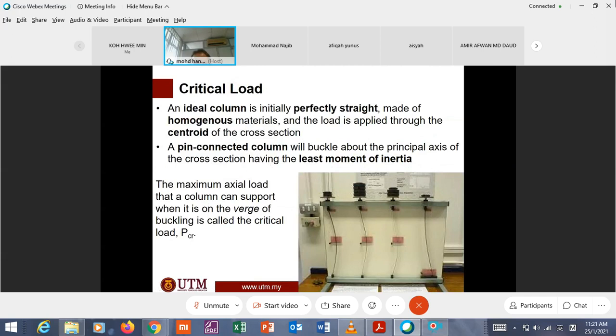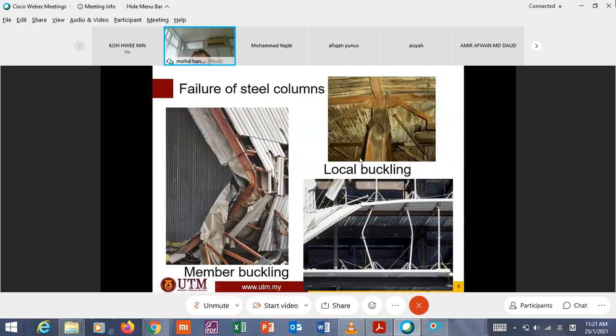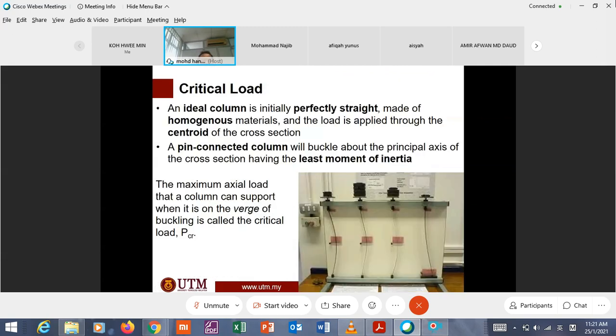So, what is the critical load? We have to learn. We have to derive the formula. Remember, our objective is to derive the critical load. And why is it called critical load? You'll see later. An ideal column is initially perfect, straight, made of homogeneous material, and the load is applied at the centroid. The maximum axial load that a column can support when it is on the verge of buckling is called the critical load.